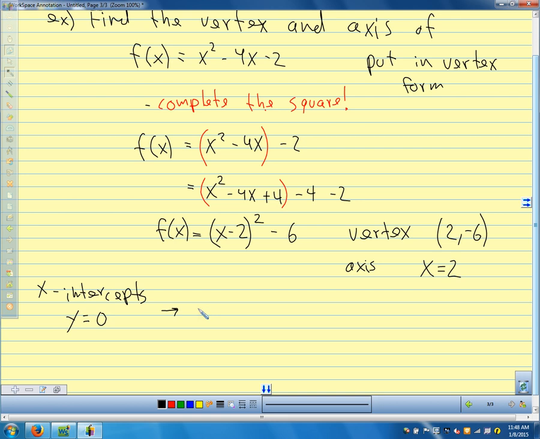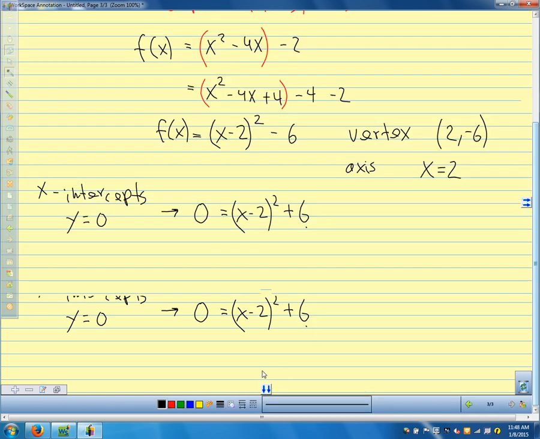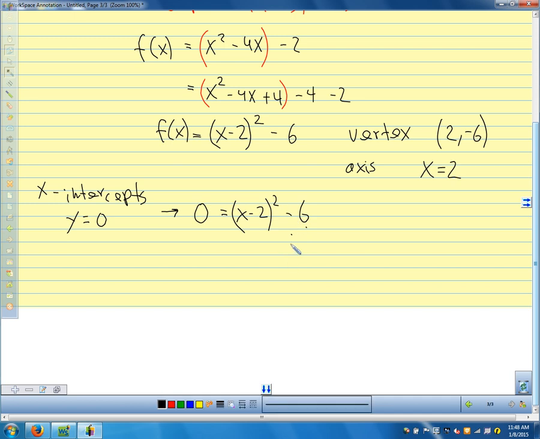We would say that 0 equals x minus 2 squared minus 6. And then we solve for x. So add 6 to both sides, so x minus 2 squared equals 6. Take the square root of both sides. So x minus 2 equals, what is it? Someone said it? Plus or minus. We have to do a plus or minus here. Very good. Not 6, but square root of 6. And then we add 2 to both sides. So x equals 2 plus or minus the square root of 6.